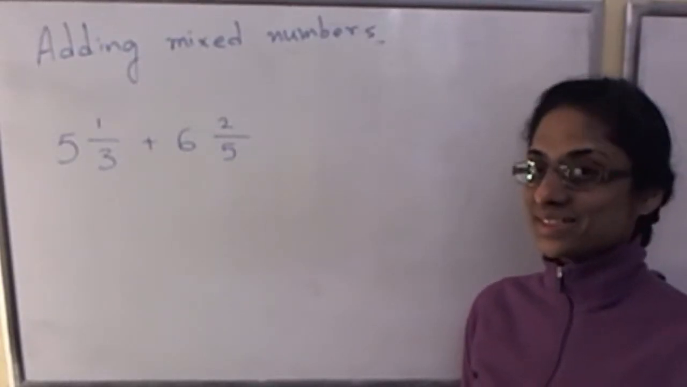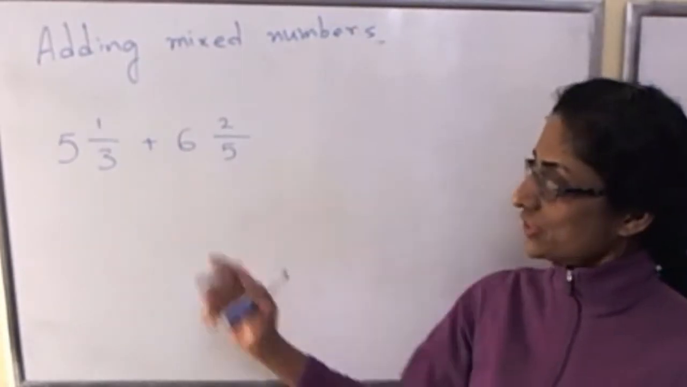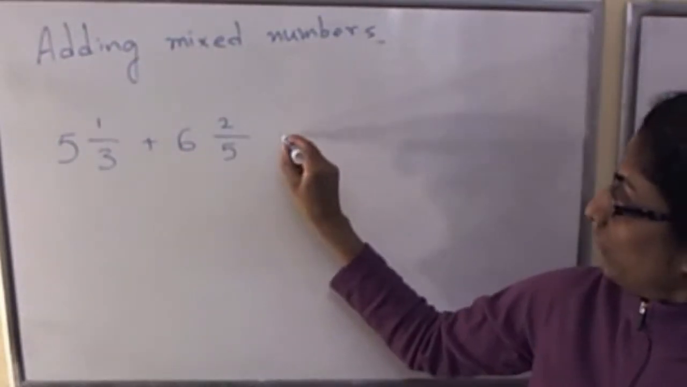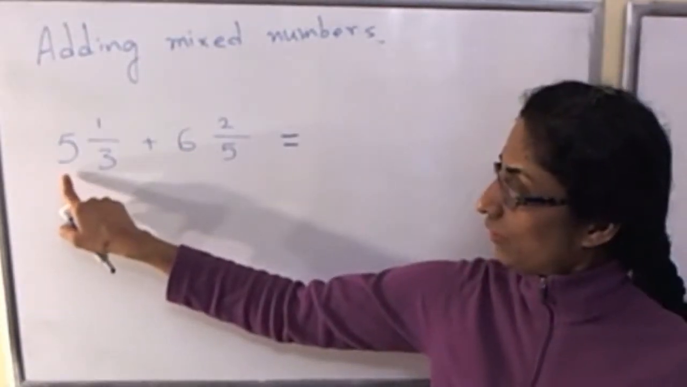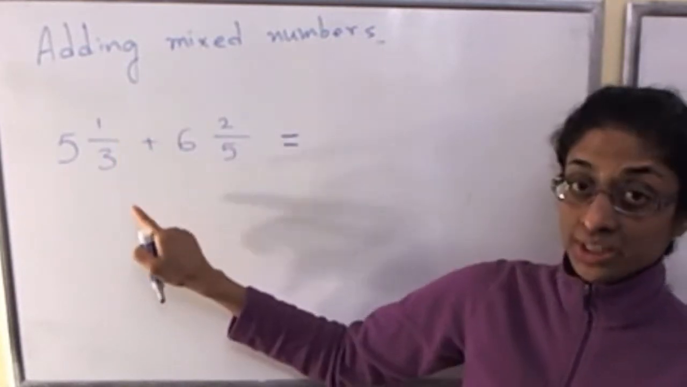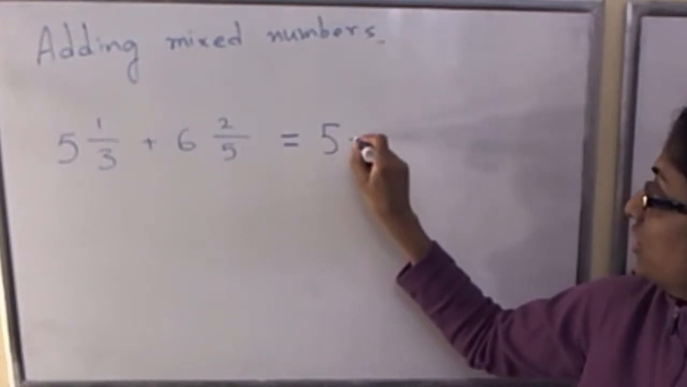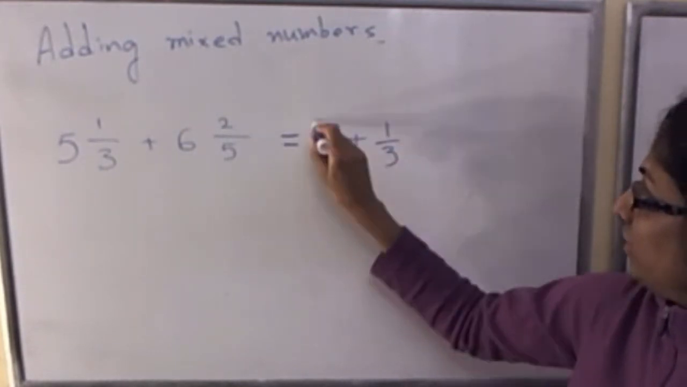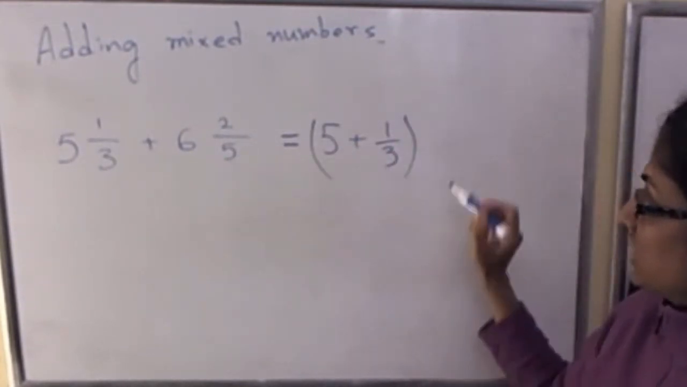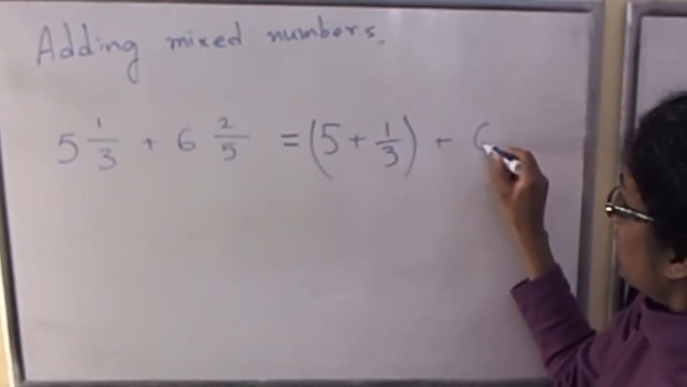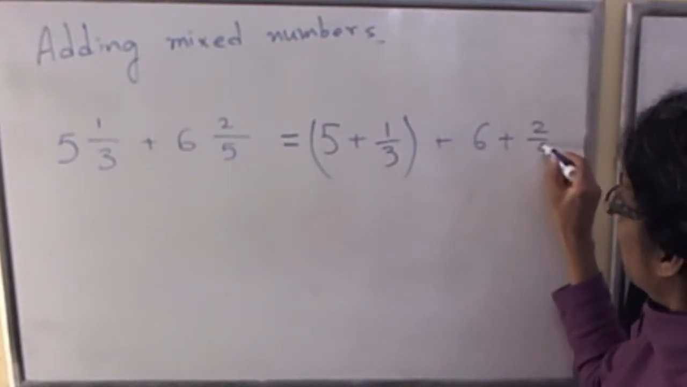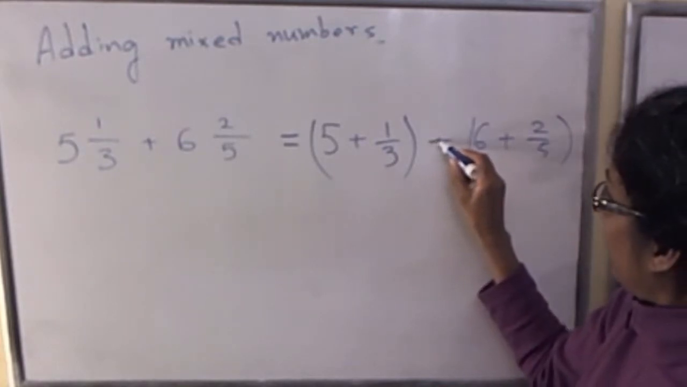Hi, let's discuss how to add two mixed numbers. By a previous video, we do know that this mixed number 5 and 1/3 is really a shorthand, condensed way of writing 5 plus 1/3. And similarly, the 6 and 2/5 is really 6 plus 2/5. So this is what we need to add.